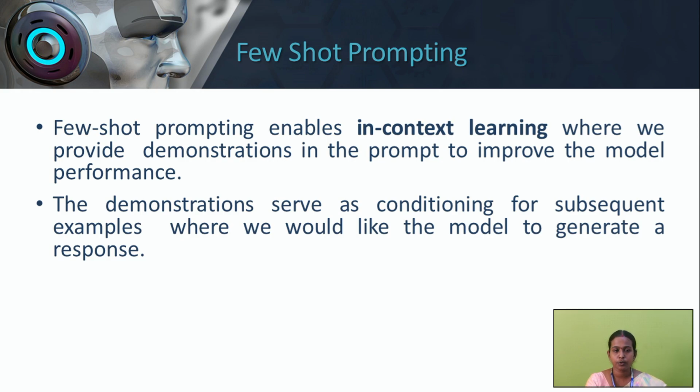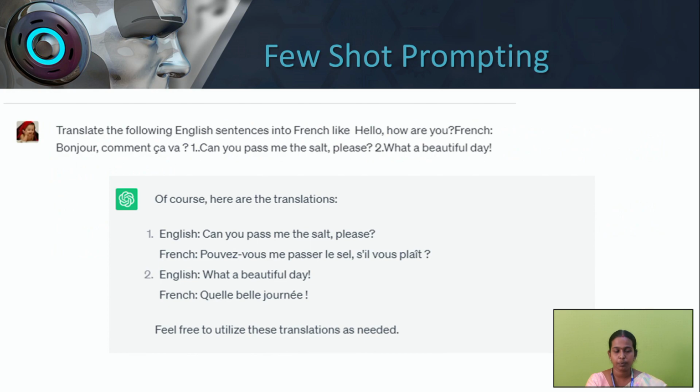Next comes few shot prompting. In this, we use in context learning. The meaning of in context learning is that we provide the system with some examples. For example, if I want a description of a cat, I describe some sentences, like the cat is white in color. Likewise, I describe some examples, and then I ask the system to describe the cat.